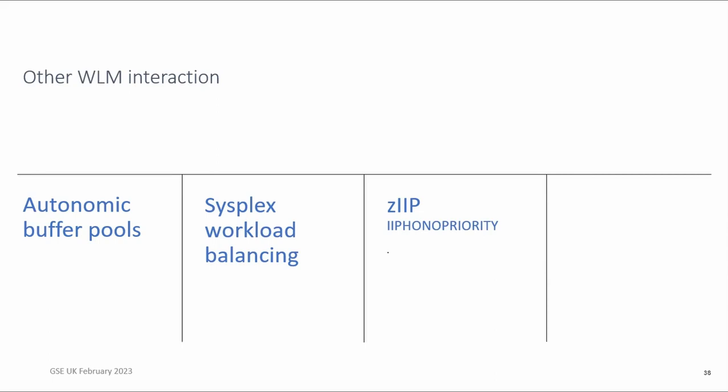You can set IIP honor priority to no for individual workloads, like if you're doing Spark, right? You're doing a bunch of AI, and it's going to be chugging along. You want that to run on a zIIP. You don't want it running on a general purpose CP. So for that particular workload, you would say IIP honor priority no, and for the system, you would say yes. That way, DB2 will send the work that it wants to send to the zIIPs.